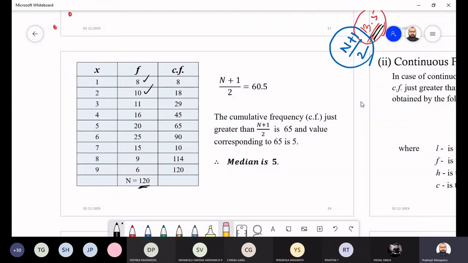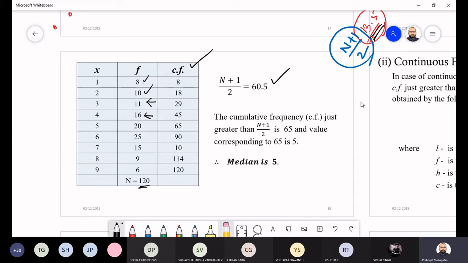So what is the middle position? Middle position is nothing but 60.5. So how to know 60.5 is lying in where? You cannot say, na. You have to check one by one. It will take a lot of time and you may make a mistake also. So you find the cumulative frequency. Cumulative frequency means the frequencies will be added one by one. Okay. It will always be in increasing order.